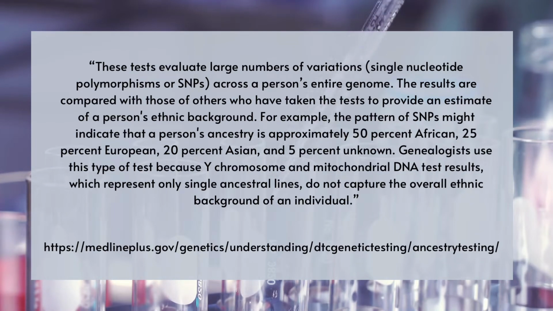SNP tests evaluate large numbers of variations across a person's entire genome. The results are compared with those of others who have taken the tests to provide an estimate of a person's ethnic background. For example, the pattern of SNPs might indicate that a person's ancestry is approximately 50% African, 25% European, 20% Asian, and 5% unknown. Genealogists use this type of test because Y chromosome and mitochondrial DNA test results, which represent only single ancestral lines, do not capture the overall ethnic background of an individual.